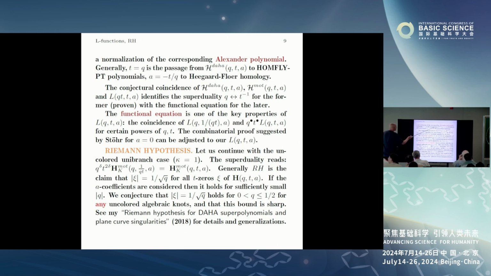So first things first, T equals Q, exactly HOMFLY-PT. Here, let me skip quantum groups. If T equals Q, A is -1, it is the Alexander polynomial. And this is very interesting. When A is minus T divided by Q, then it is the passage to Heegaard-Floer cohomology. Pretty much everything we know is about these particular three cases, right? Alexander is some expression, some degenerate.